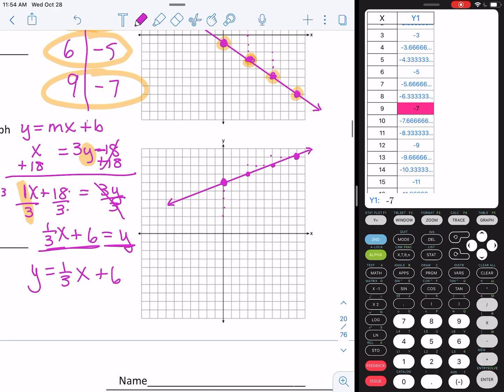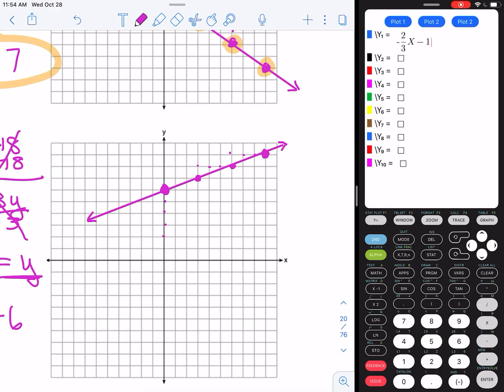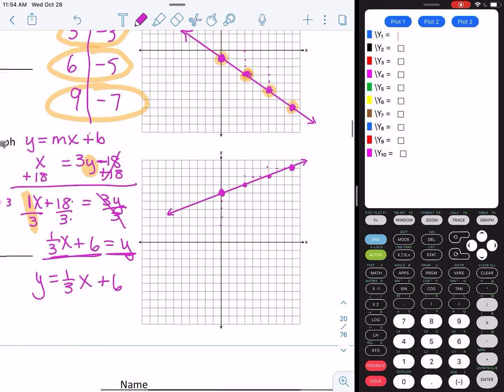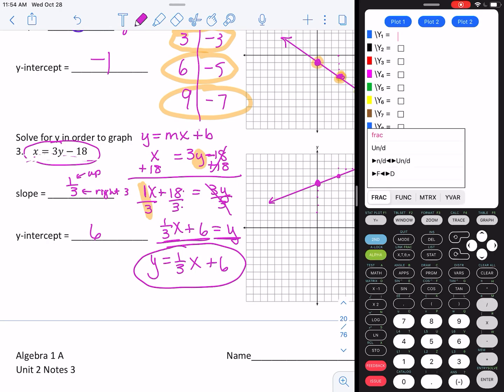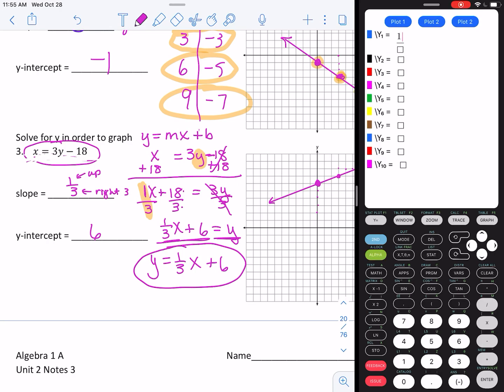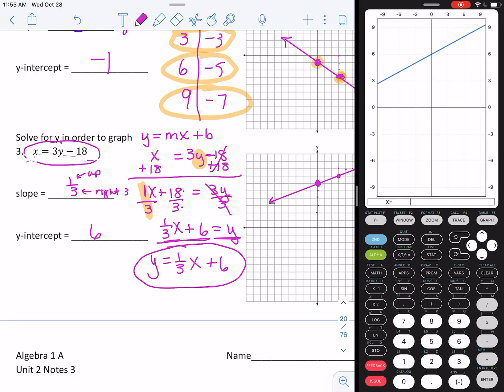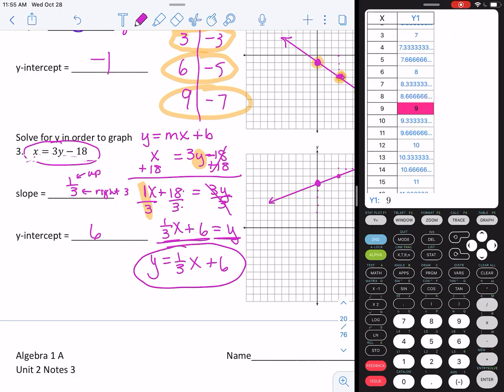Okay, and if you had done it on your calculator, you would still have to solve this for y in order to be able to type it in. I said the wrong thing. You can't type it in like this. It has to be a y equals in order to put it in your calculator. So you're going to put in the y equals, do alpha y equals to get that fraction, 1/3 x plus 6. Graph, you can look at the graph, go to the table.